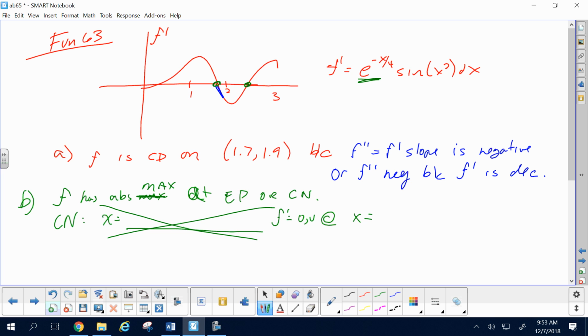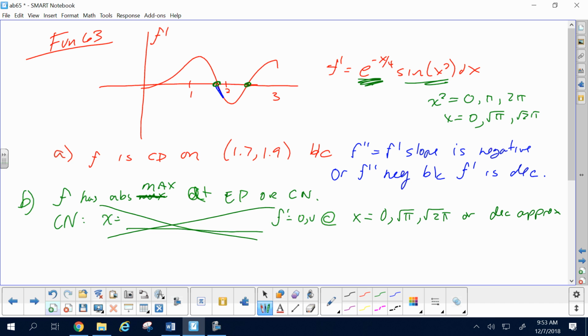You might have realized you could have found those mentally. Does this ever equal 0? No. What makes this 0? When x squared is 0, pi, or 2 pi. So your actual zeros are 0, square root of pi, and square root of 2 pi. Either those or their decimal approximations are your critical numbers. Cool? Now we have our candidates. 0 is really an endpoint. The endpoints are 0 and what, 3?